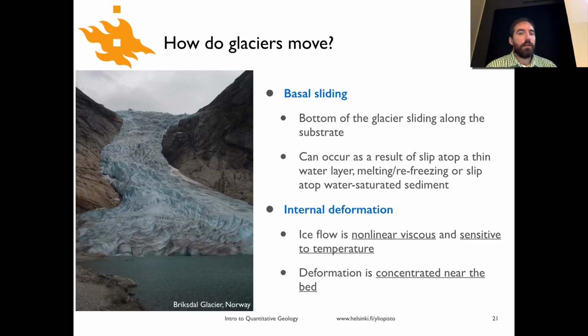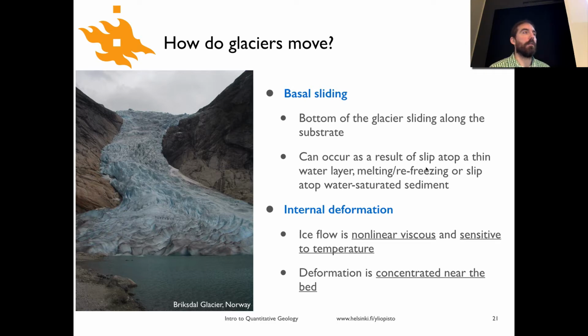And in terms of how the glaciers move, well, we've already hinted at one of them, that is basal sliding. So if this is the ice sliding along the bedrock or maybe along some layer of sediment, whatever is the substrate, the material underneath the ice, we've got the possibility that the glacier is sliding along. And there's lots of different ways in which that behavior can happen.